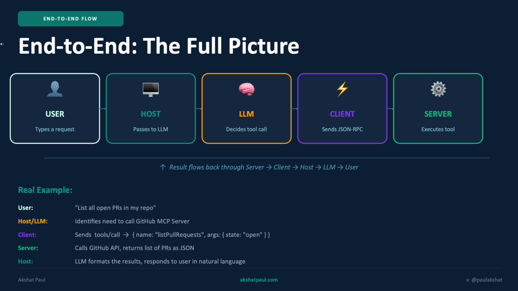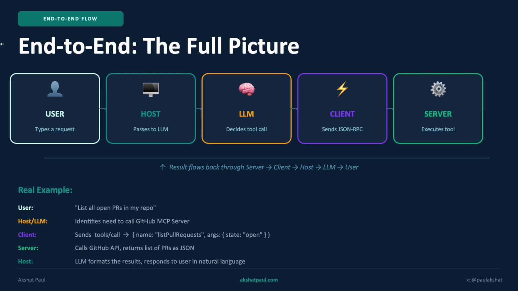Step 3. The host delegates this to the client that's connected to the GitHub server. The client formats a proper JSON-RPC request, tools/call with the tool name and arguments, and sends it to the server. Step 4. The server receives the request, validates it, calls the actual GitHub API, and returns the list of open pull requests as structured JSON back to the client.